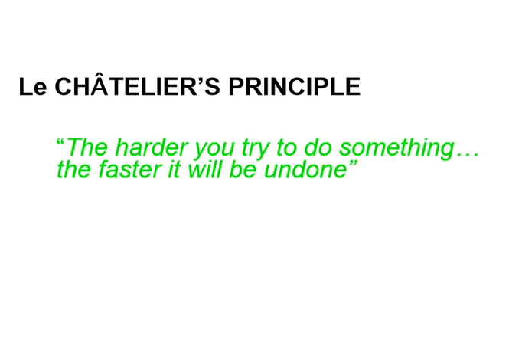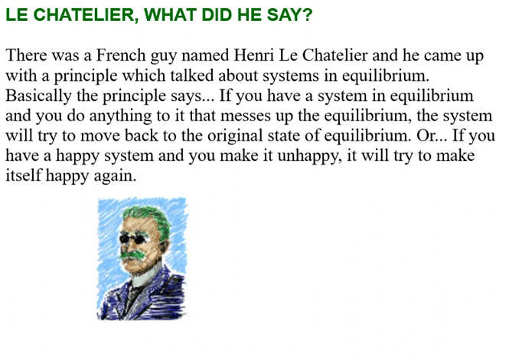products or reactants according to how we wanted to do it. His principle basically says that the harder you try to do something, the faster it will be undone. Henri Le Chatelier says that if a system is at equilibrium and you do something to mess up the equilibrium, we call that a stress. If we make it unhappy by giving it stress, it's going to do everything in its power to get back to its happy place, to be unstressed again.